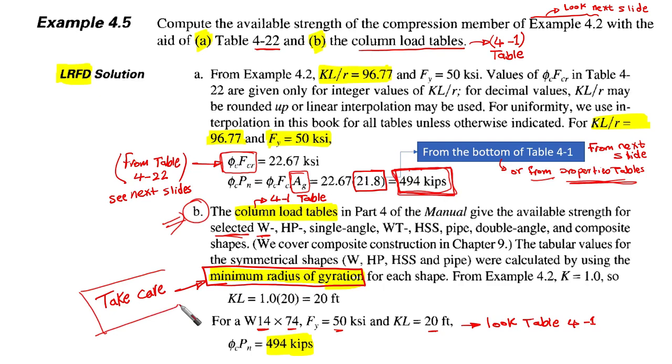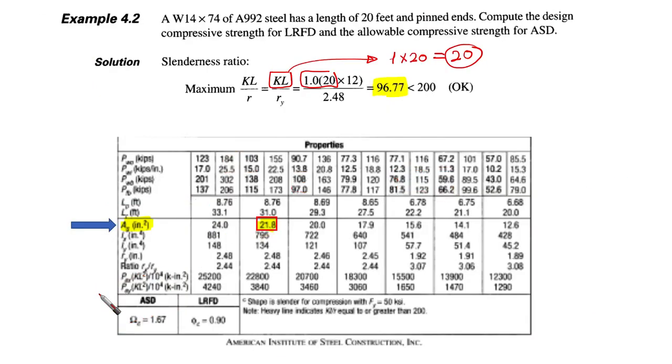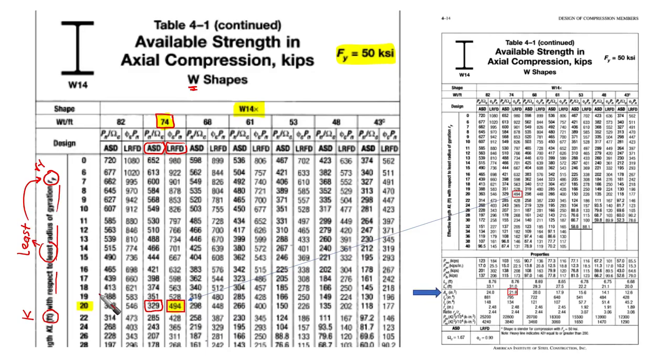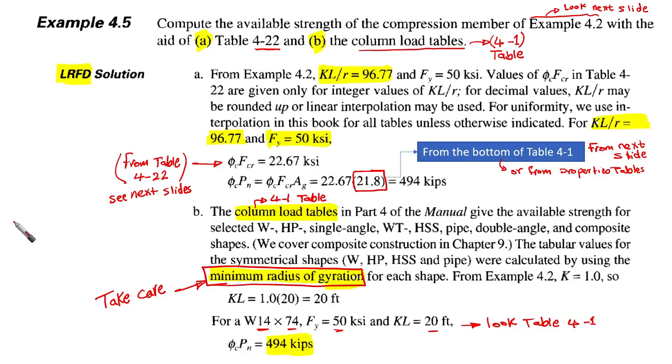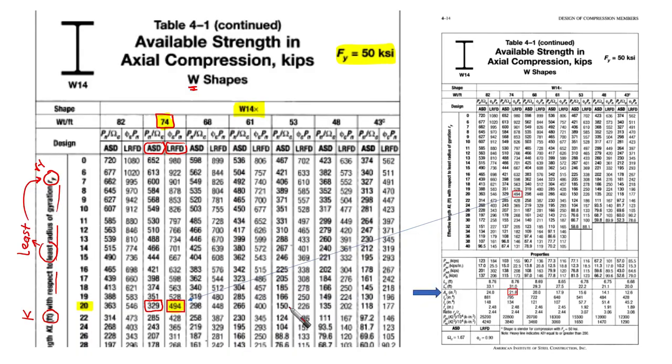Take care again. As I said, let's go again and see. We are talking about KL with respect to the least radius of gyration. Take care, it is RY in our case. So in this case, we are going to get KL, which is 1 times 20 foot. Then we are going into the table. Now we can stop the video and visit the table in your manual.